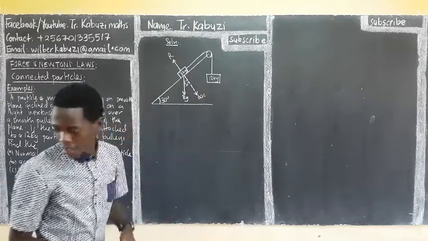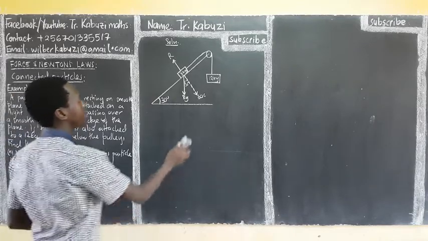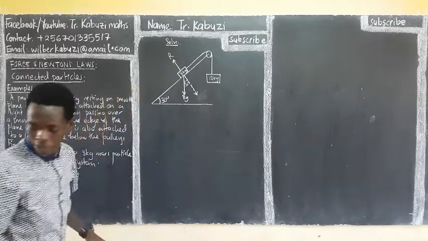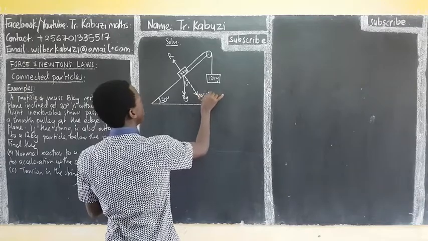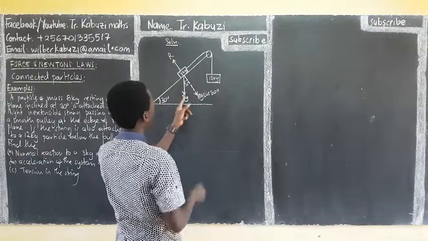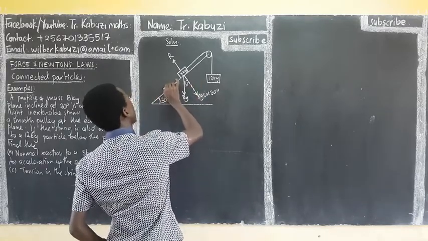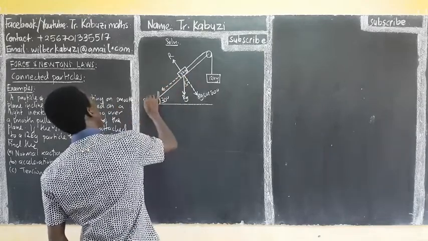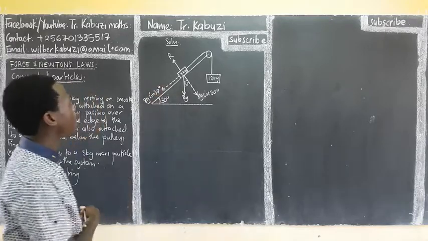It's going to be the weight, this weight, so we have 8g cos of 30 degrees. Then the opposite is going to be, if you draw another one like this, it's going to be part of this. So this is going to be 8g for its opposite, sin 30 degrees.